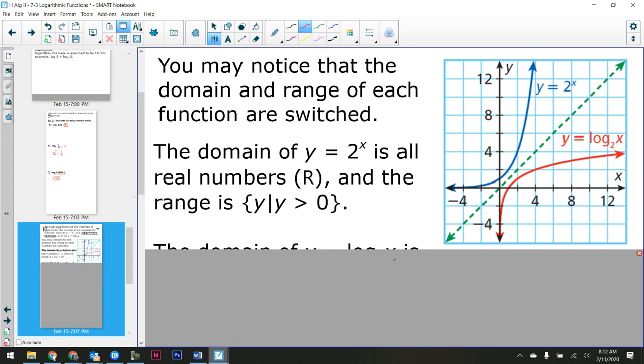What was the range of the exponential? It was greater than 0, right? So what's the domain of the logarithmic? X is greater than 0. Do we see that?